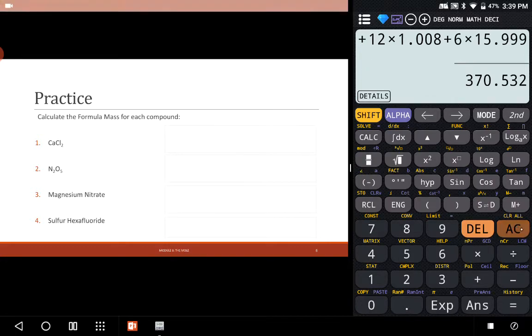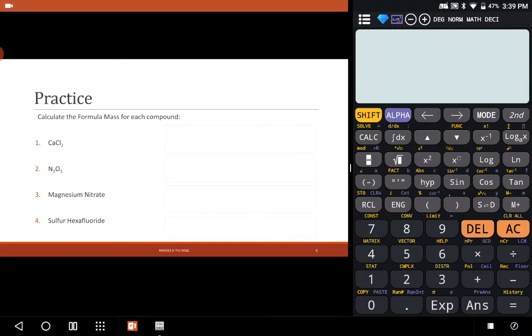All right, here's a practice problem for you. Go ahead and pause the video and try to work out the formula mass for each of the following compounds: calcium chloride, dinitrogen pentoxide, magnesium nitrate, and sulfur hexafluoride.